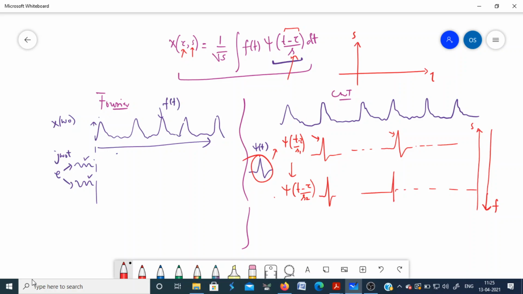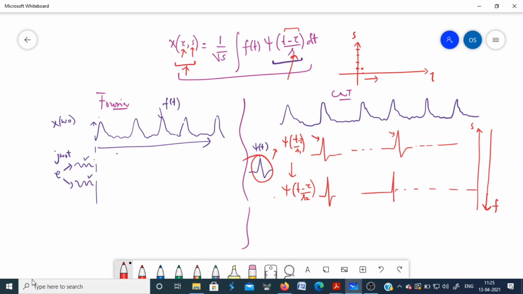So you will get different coefficients here. For a particular value of tau and for a particular value of s, you will get some value here. Suppose this is s1, then s2, s3, s4, and you are changing tau. It is not necessary that this s must be a discrete value, it can be any value, because it is the continuous wavelet transform. So for a particular value of tau and s, you will get some value x of tau s, which is the continuous wavelet transform.